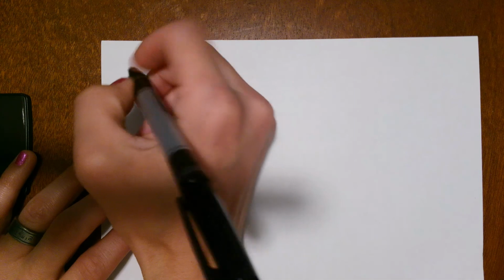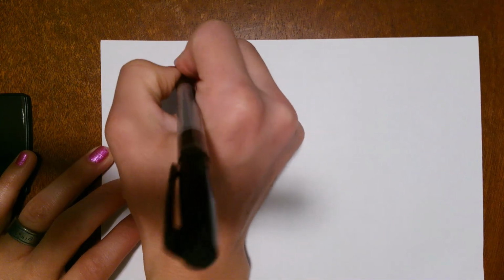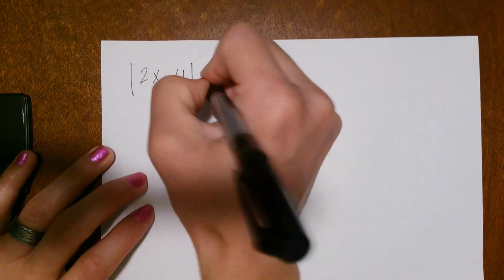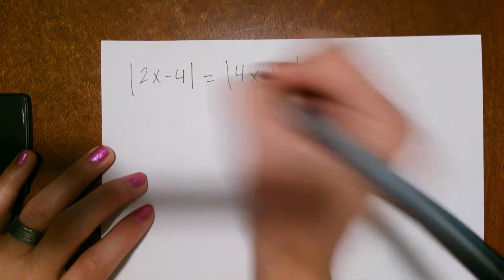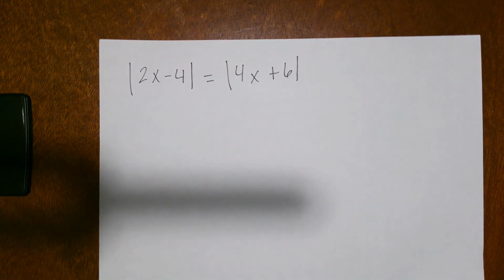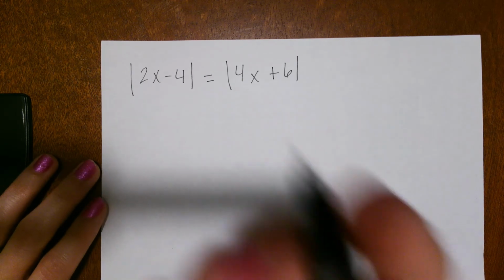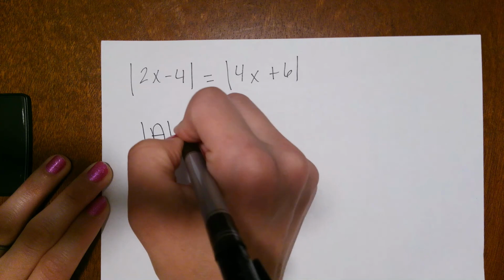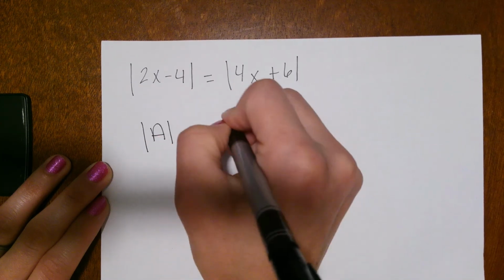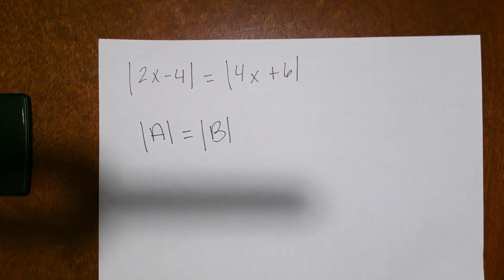Alright, there is a special type of absolute value equation that looks tricky, but if we understand what absolute value means, it turns out to not be tricky at all. So something like this where we have absolute value equal to absolute value. So let's make it simple real quick. Let's say I have the absolute value of A is equal to the absolute value of B.